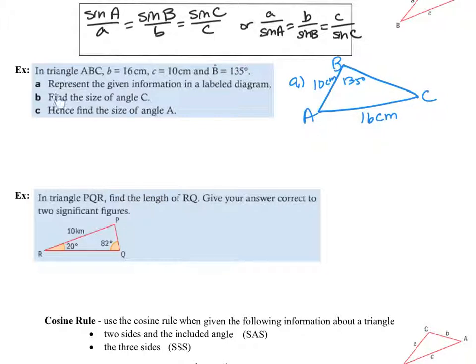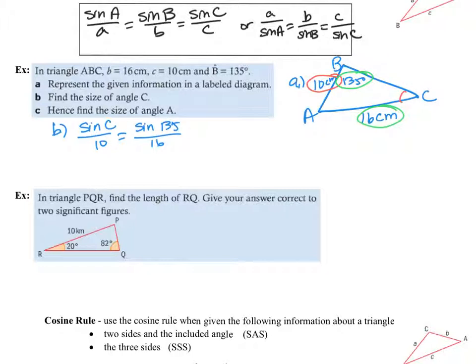Okay, so we have part A done. We've represented the given information in a labeled diagram. Now let's find the size of angle C. We're trying to find the size of this unknown angle C, so we'll use the law of sines, using little c that's opposite angle C, and also angle B and the side that's opposite angle B. For part B, we'll set it up like this: the sine of angle C over little c, which is 10, is equal to the sine of angle B, that's 135 degrees, over little b, which is 16.